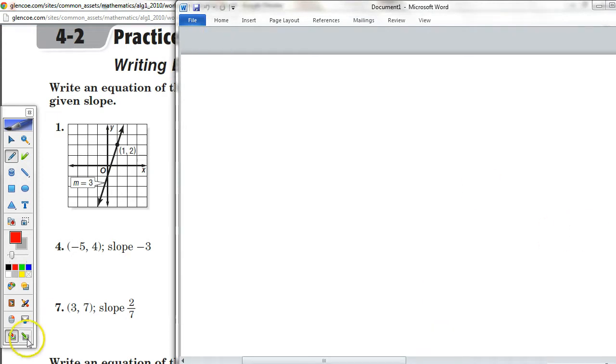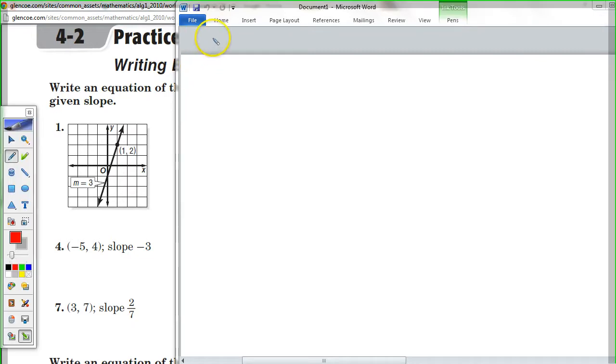Alright, so we have, again, really, y equals mx plus b. We have here a slope of -3. So I'm going to rewrite y equals, now m is -3, so -3x plus b. Alright. They're telling us it's going through -5 and 4.